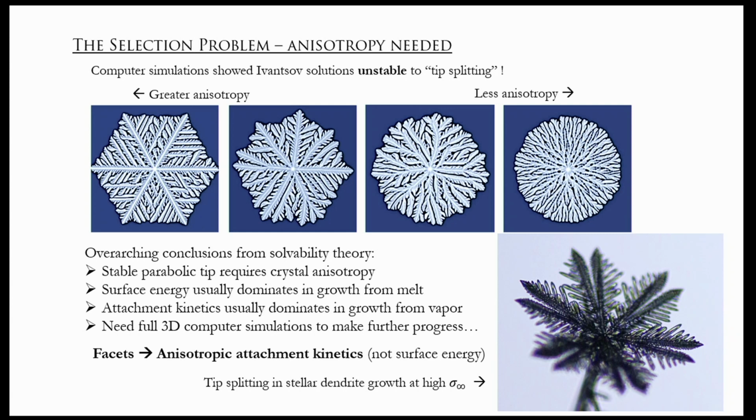This is a fern-like dendrite growing at extremely high supersaturation, as high as we can make it. And the tips, early on when the supersaturation was very high, they split. So we do see tip splitting on occasion, as theory predicts. So alpha is very, very near 1 when you get to these super high supersaturations.